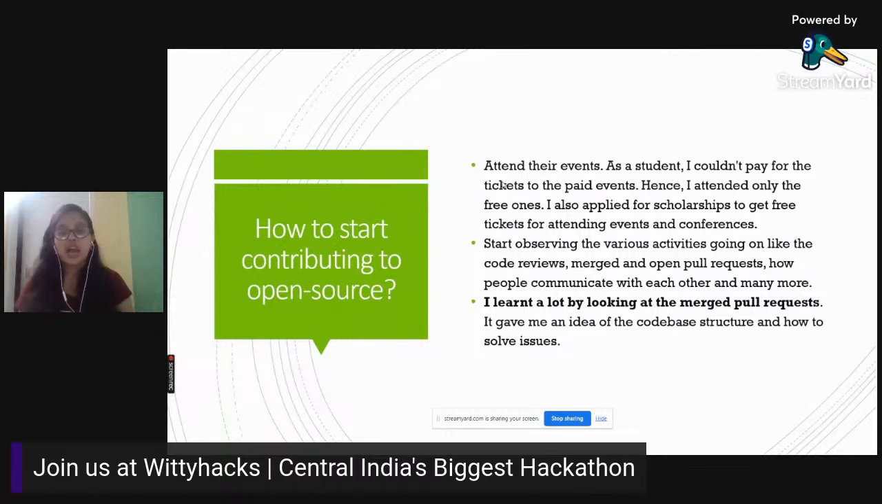I learned a lot about some of the communities by looking at the merged pull requests. The merged pull requests are a very good source for understanding the code base and the code structures. In the merged PRs, you will get an idea of what work has been done before. You will get to know about the file structure by looking at the files that have been changed. So looking at the merged pull requests is a very good way of understanding the code base and how contributions go on in the community.